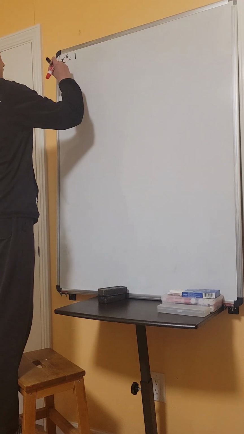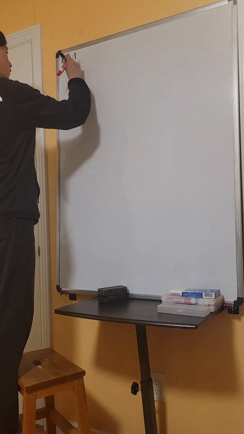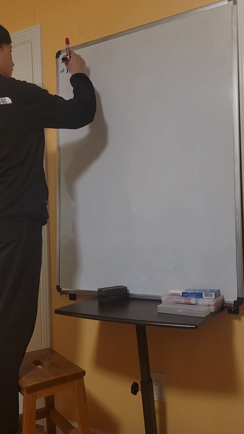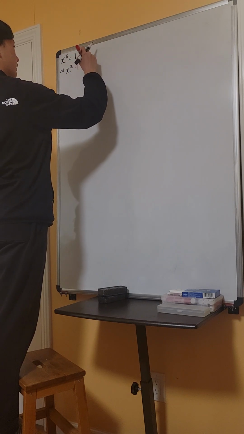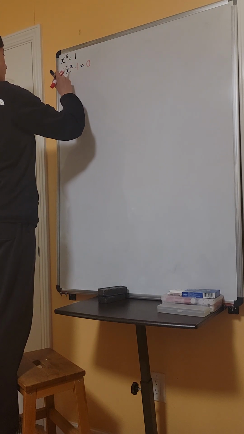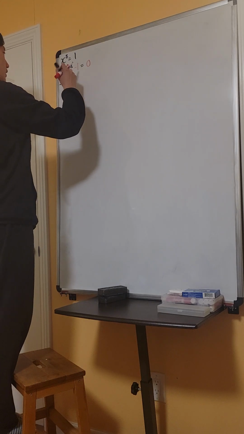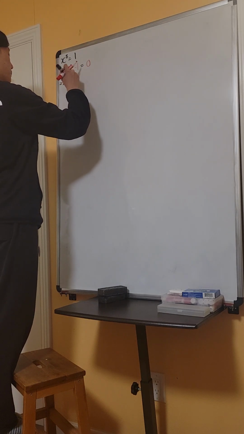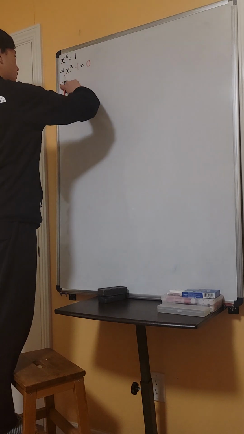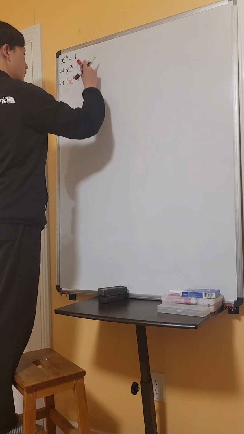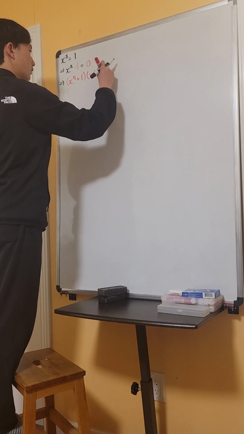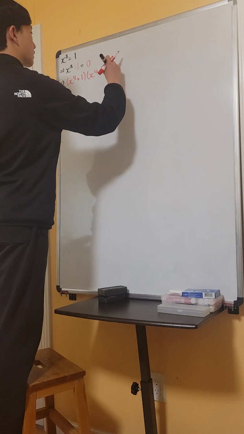Anyways, this one, move the 1 over so you can factor it. Yeah? My red pen is definitely running out. It was already running out in the beginning. I'm pretty sure you could have seen that. Factor as a difference of squares. You get x to the 4th plus 1, and then x to the 4th minus 1, equal to 0.